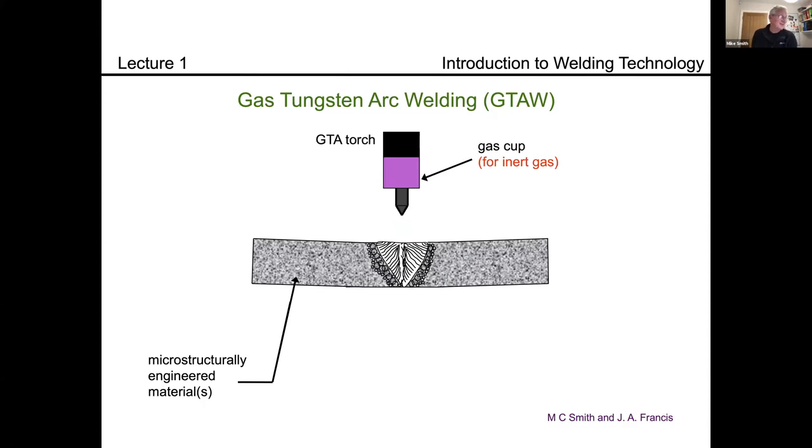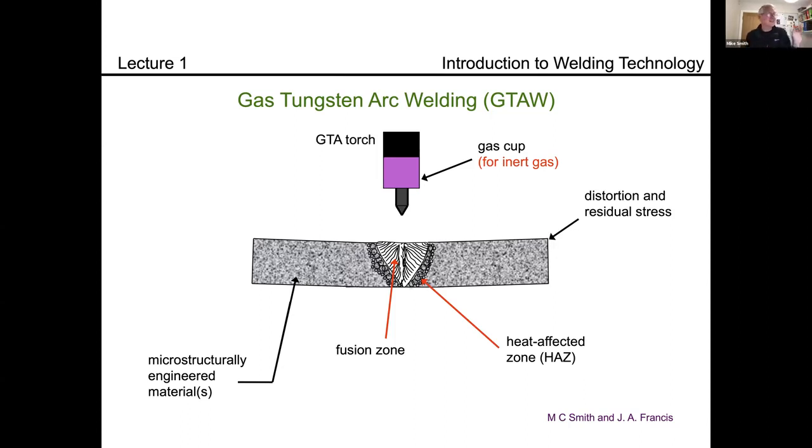And you can see a number of things have happened here. You've got this thing called the fusion zone, which we'll talk about in another lecture, which probably has a different microstructure to the parent material on either side. You've got this thing called the heat affected zone, which again has interesting microstructural issues. And it's distorted a bit and has generated something called residual stress. So this isn't specific to TIG welding, gas tungsten arc welding. It's happened in all welding processes to a greater or lesser extent. But this is just a little highlight for what might happen when you look into the future.